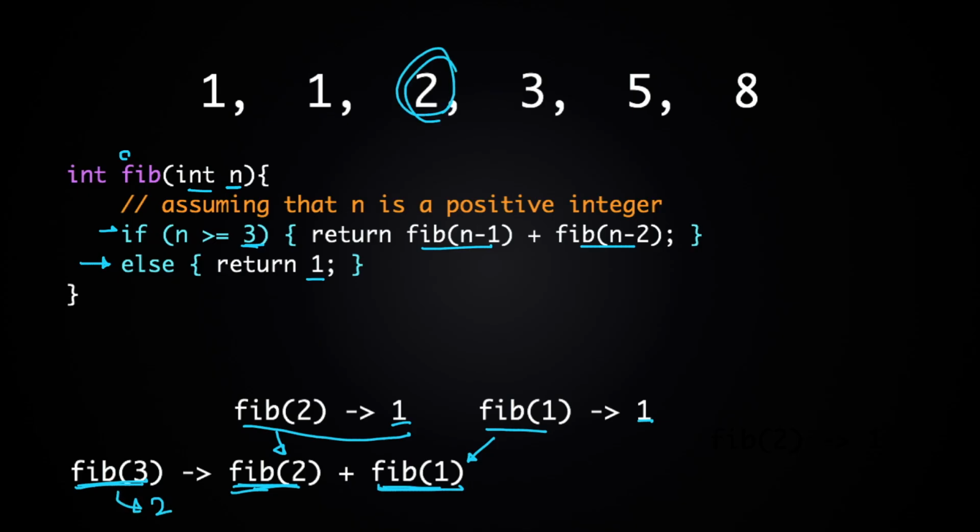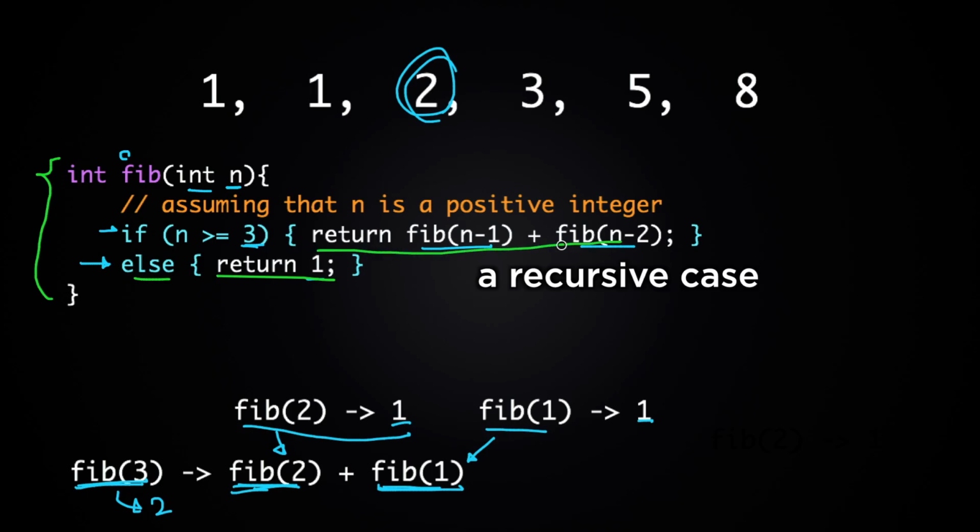By the way, just quickly about terminology. In a function that uses recursion, or in a recursive function, the condition where it doesn't call itself at all, but instead returns, for example, just a number is called a base case. And then the condition where it calls itself is called a recursive case. So in this example, when n is greater than or equal to 3, that's a recursive case. And otherwise, that's a base case.